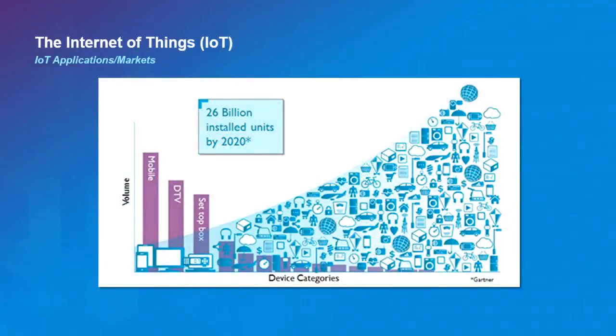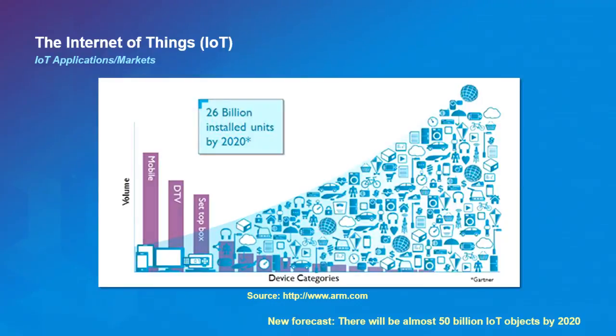Market-wise, this is how the market developed. It used to be forecasted that about 26 billion units would be online by 2020. I believe this was just a couple of years ago. But new forecasts say no, it's not going to be just 26. It's going to be double or more. So they said 50 billion IoT objects by 2020.